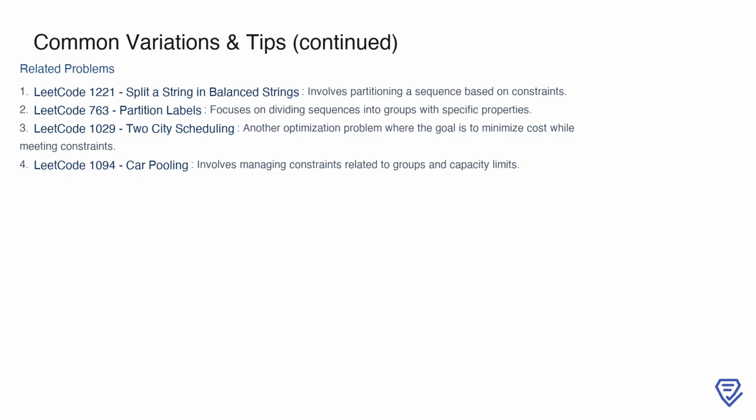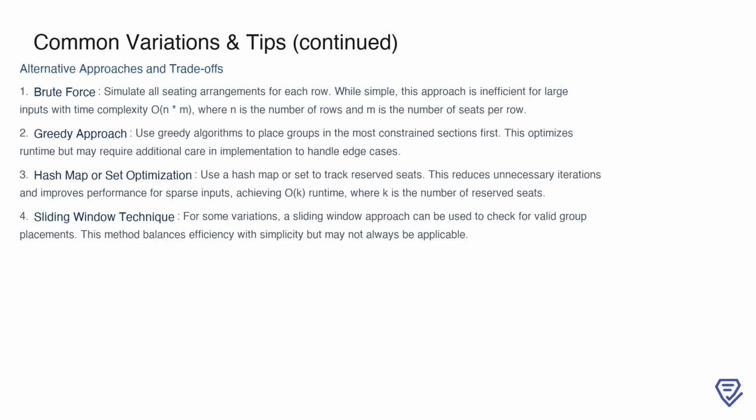It requires minimizing costs while adhering to given constraints, a concept that parallels the cinema seating problem. Lastly, LeetCode 1094, carpooling, deals with managing group constraints and capacity limits, again reflecting the need to balance restrictions while finding an efficient solution. Familiarity with these problems can help you identify patterns and approaches that carry over to seating allocation tasks. Finally, let's examine alternative approaches and their trade-offs.